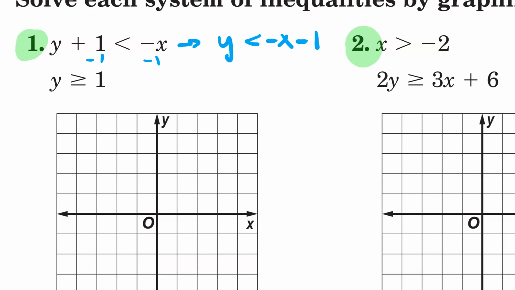Okay. So whenever you have an inequality, you ask yourself, is this solid or is it dotted? What do we think? Dotted, because it's not or equal to. So I have a dotted line, right?